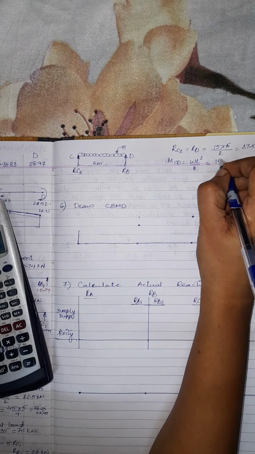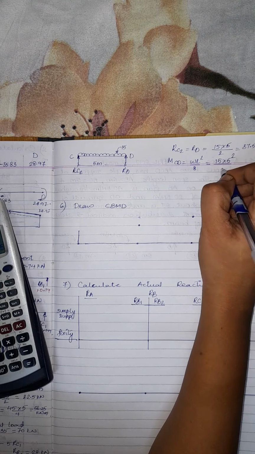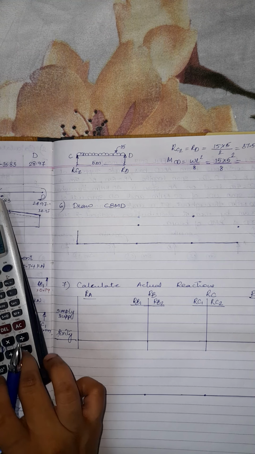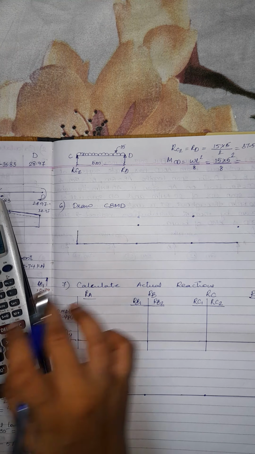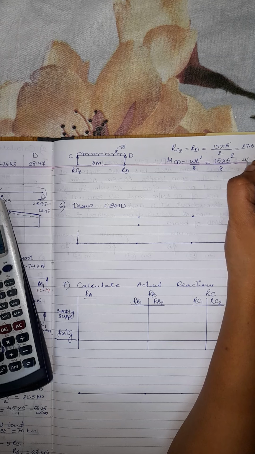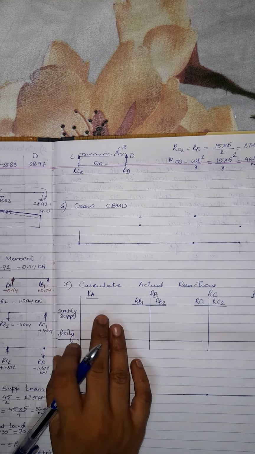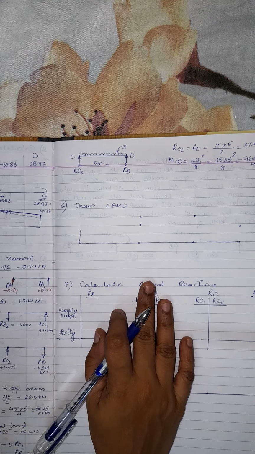And moment CD is equal to WL square by 8. So this is going to be 15 into 5 square divided by 8. That is 46.875 kilonewton meter. This completes your fifth step, that is beam analysis as simply supported.